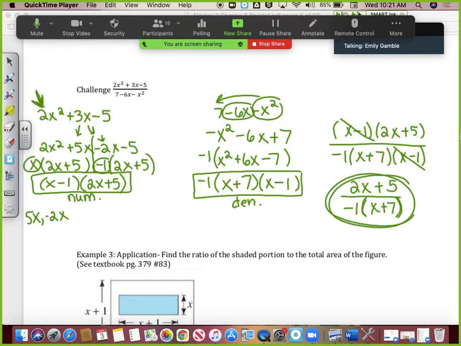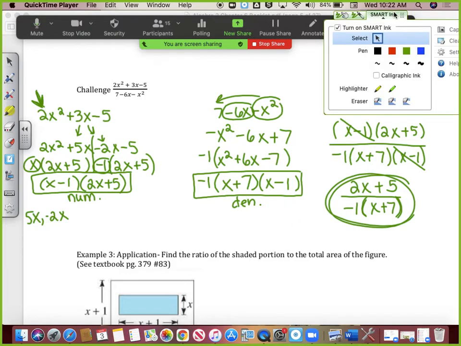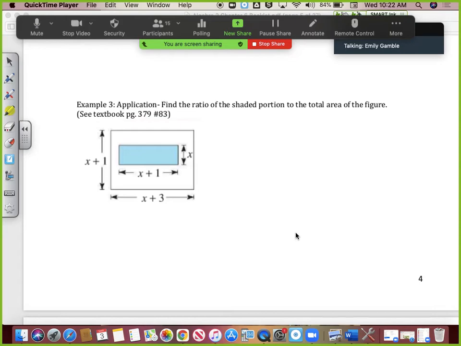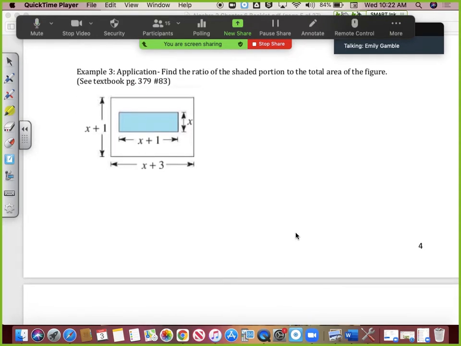And then the last example is an application problem. These types of problems are definitely the ones you're most likely to see on our next quiz and test. And this application is asking us to find the ratio, that means find the fraction of the shaded portion to the total area of the figure. Okay, so the ratio means fraction.